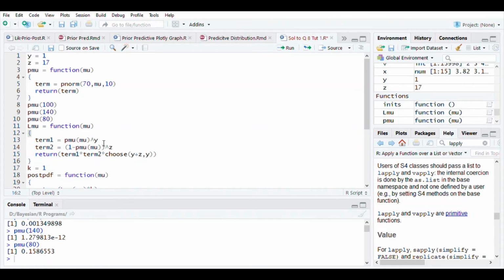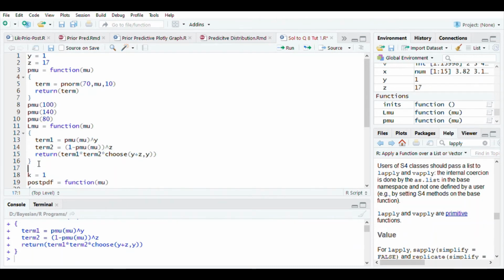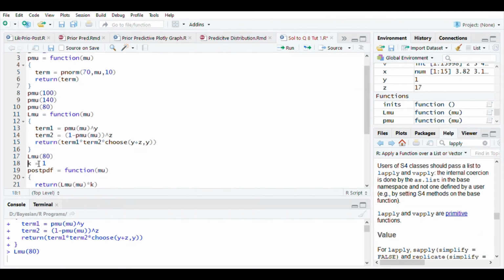at point y. So we can directly compute this by using the binomial PMF as well. Let us see. Let us first execute this and let us try doing that also. So let us see what is the value at point 80. Let us see L(mu) at point 80. So it is 0.1514554.